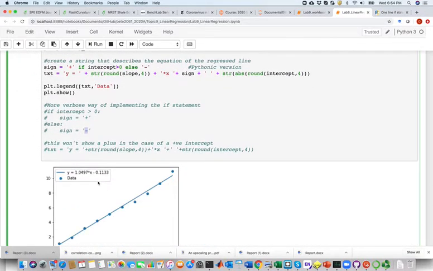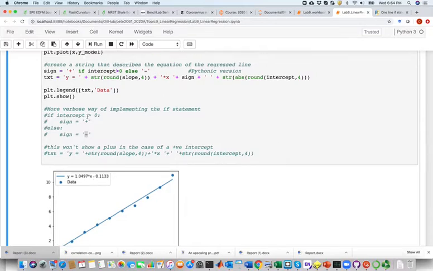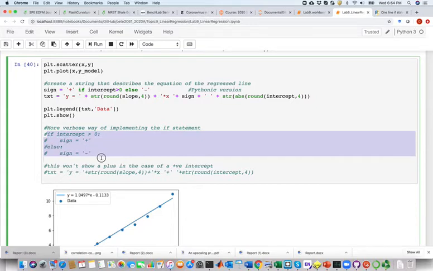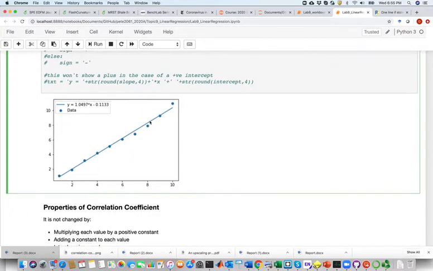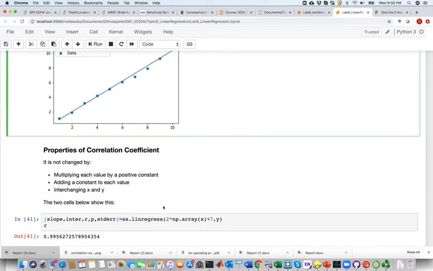So if you had concatenated that directly, you would have seen 1.0497 times x, then 0.113 if this intercept was positive. So to be able to display the plus or the sign, you need to use this statement, which can be written in a Pythonic way in just one line, right? Plus if the intercept is greater than 0, else show minus. So if this is true, it gives you plus, otherwise it gives you minus and stores it into sign. And that's how this works. So this shows the legends, and that's pretty much how you get that line.